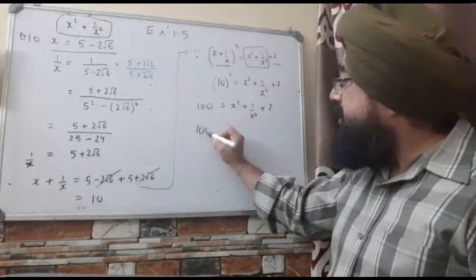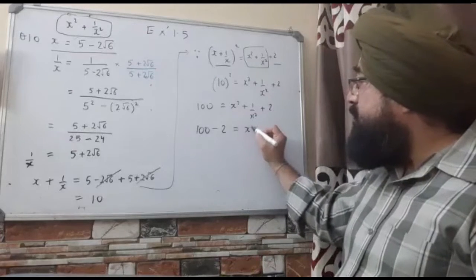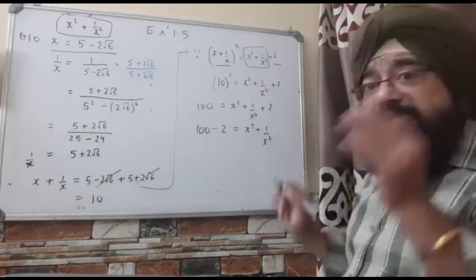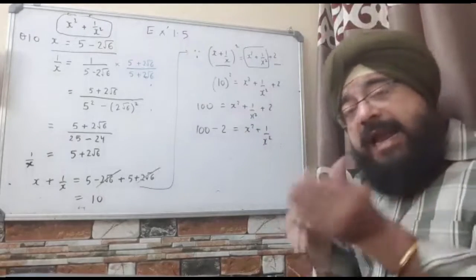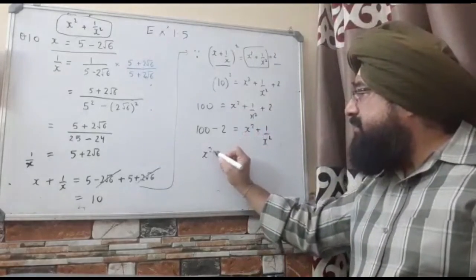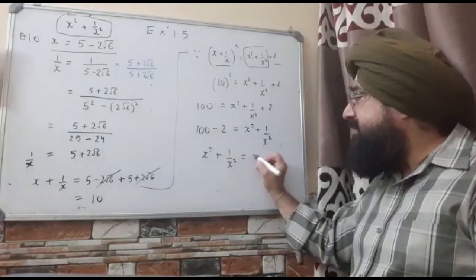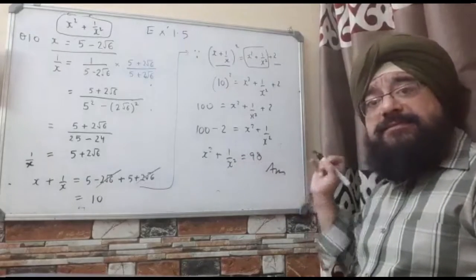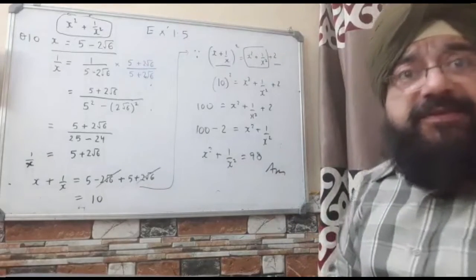90. So 100 minus 98, 2. Yes, x square plus 1 upon x square is 98, without actually calculating x square and doing the reciprocal of this and then adding. We can directly get x square plus 1 upon x square as 98. Your answer. Got it? Yes, sir.